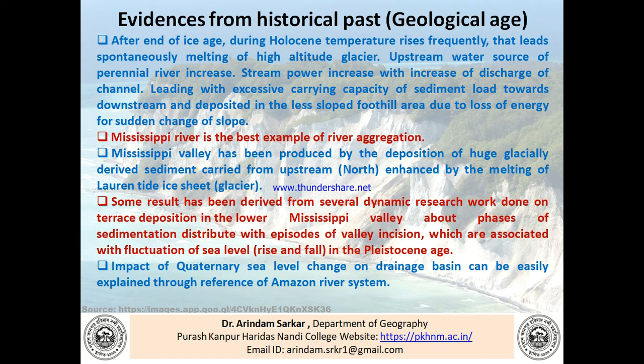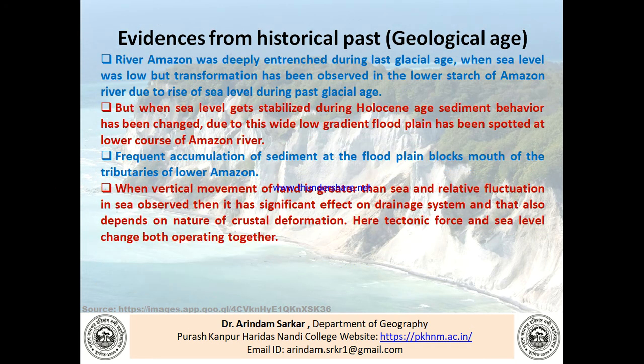The impact of Quaternary sea level change on a drainage basin can be easily explained through the reference of the Amazon River basin. The River Amazon was deeply entrenched during the last glacial age, when sea level was low, but transformation has been observed in the lower stretch of the Amazon River due to rise of sea level after the last glacial age. But when sea level stabilized during the Holocene, sediment behavior changed. Due to this, a wide low gradient floodplain has been spotted at the lower course of the Amazon River. Frequent accumulation of sediment at the floodplain blocks the mouths of the tributaries of the lower Amazon.